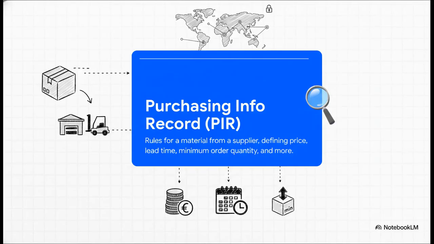And the most critical piece of that DNA, it's something called the Purchasing Info Record, or PIR. It seems so simple. It's basically the contract terms for one specific part from one specific supplier. The price, how long it takes to get here, the smallest batch you can possibly order. It's all defined in the PIR.